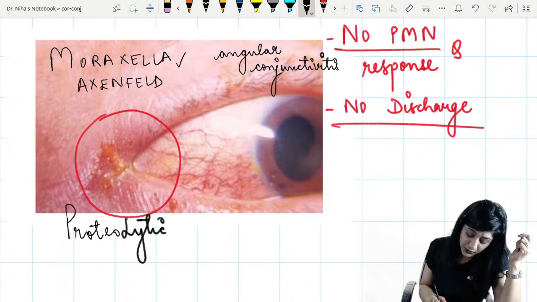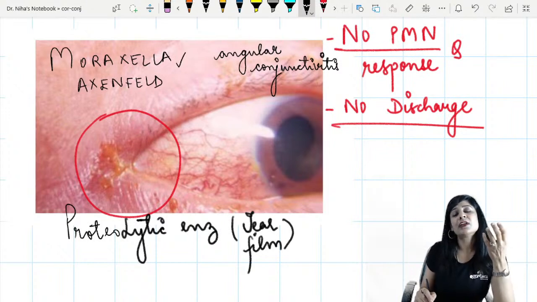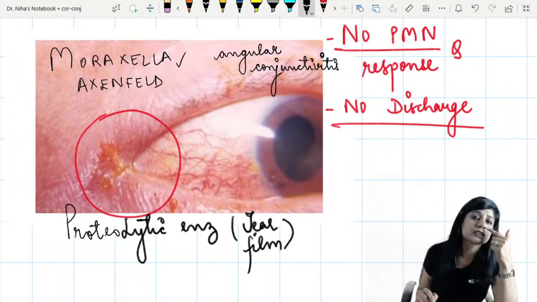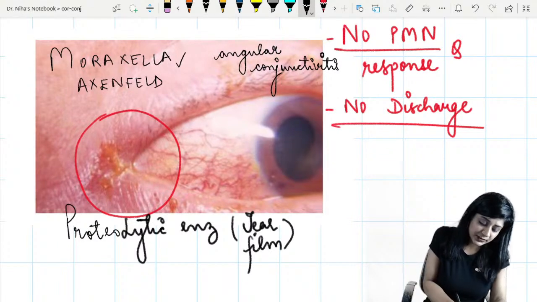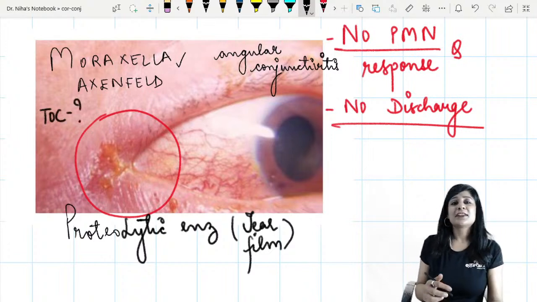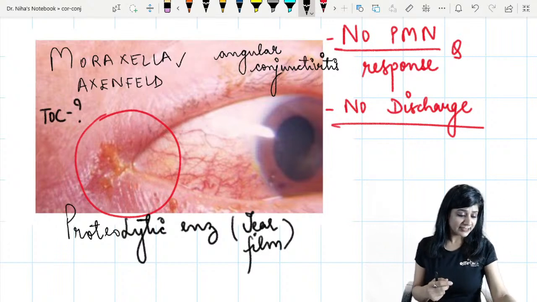Proteolytic enzyme. This proteolytic enzyme is actually accumulated in the tear film, and from that tear film it is causing the eczema, the maceration, the drying. Now, who will tell me the treatment of choice for this? Come on. What is the treatment of choice for the angular conjunctivitis which is caused by Moraxella Axenfeld?